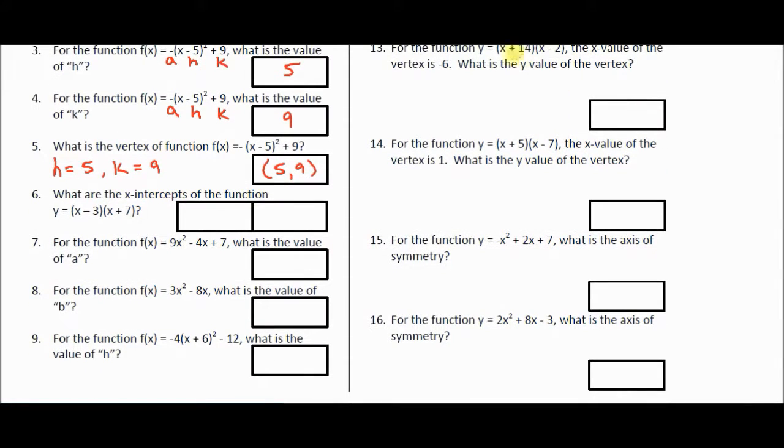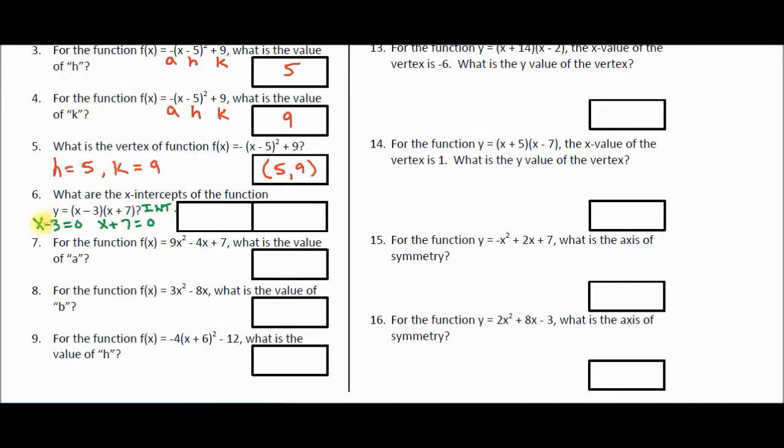Question number 6. This looks a little bit different, so I'll change colors here. What are the x-intercepts of the function y equals x minus 3, x plus 7? Well, class, the first thing you should notice is this is intercept form. It has double parentheses. Intercept form makes finding the intercepts easy. It's what is the value of x that makes x minus 3 equal 0? And what is the value of x that makes x plus 7 equal to 0?